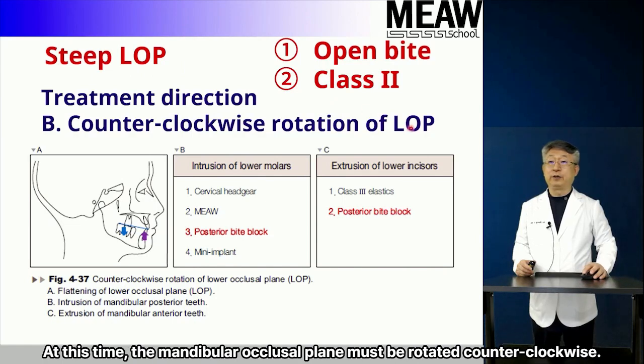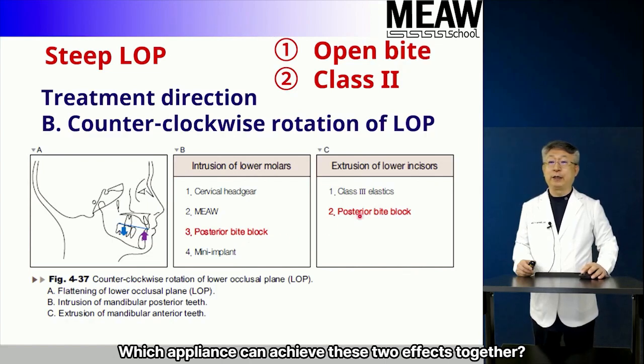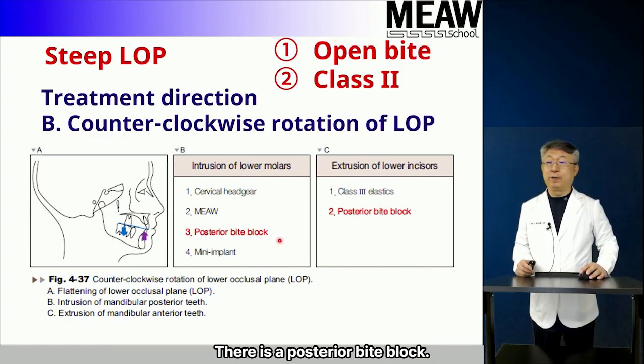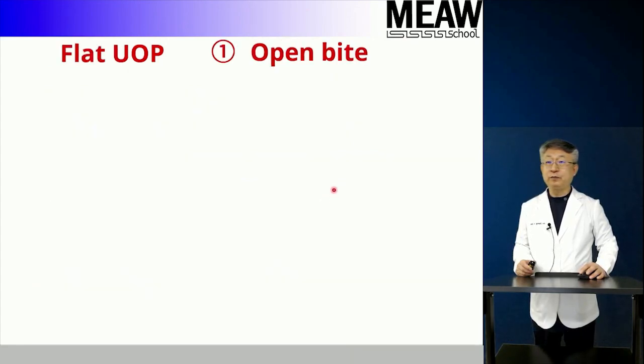At this time, the mandibular occlusal plane must be rotated counterclockwise. The counterclockwise rotation method is the intrusion of the mandibular posterior teeth and the extrusion of the mandibular anterior teeth. Which appliance can achieve these two effects together? There is a posterior bite block. Therefore, if there is a tendency for class 2 open bite, a posterior bite block can be used.